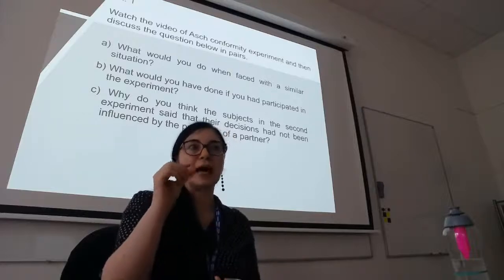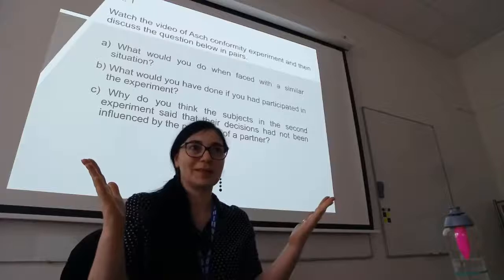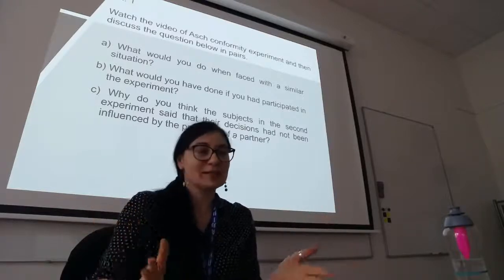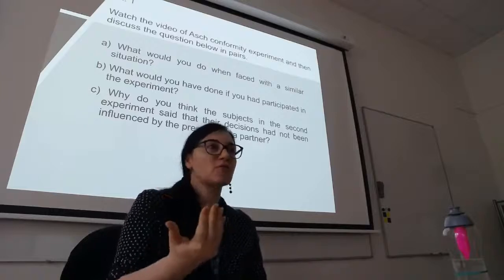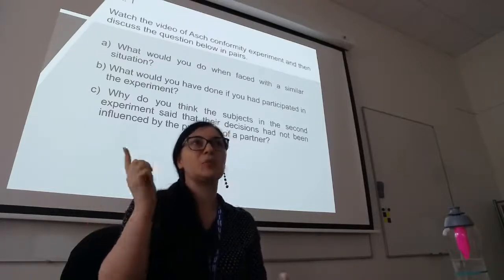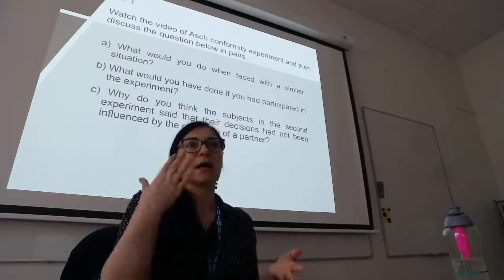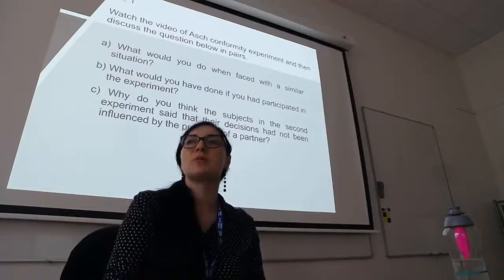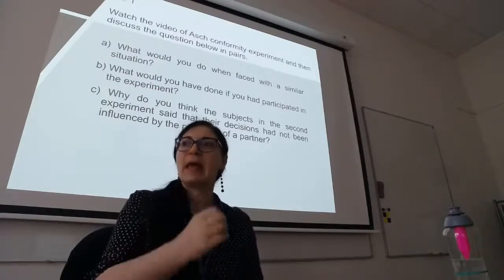They're supposed to evaluate the length of lines. They're supposed to compare them and say which lines are the same. And this poor participant is on his own. So the actors give wrong answers. And he knows that these answers are wrong. But people doubt their own mind. They don't want to rock the boat. And so this is what happens in the experiment. And I think we all give in to peer pressure.